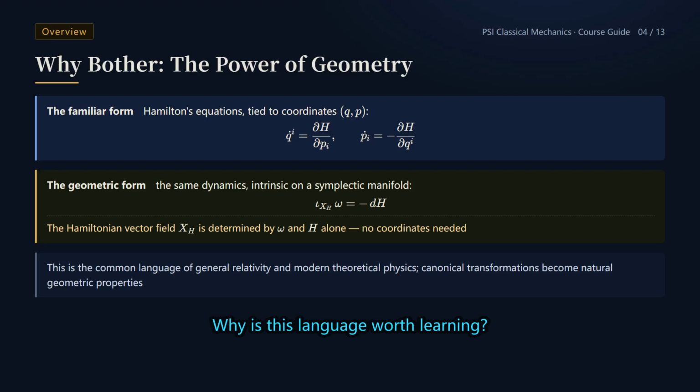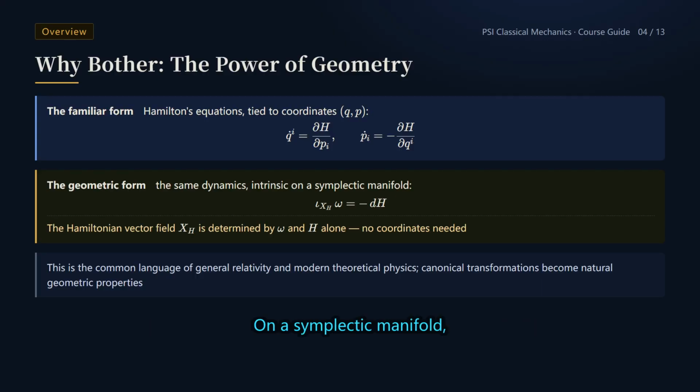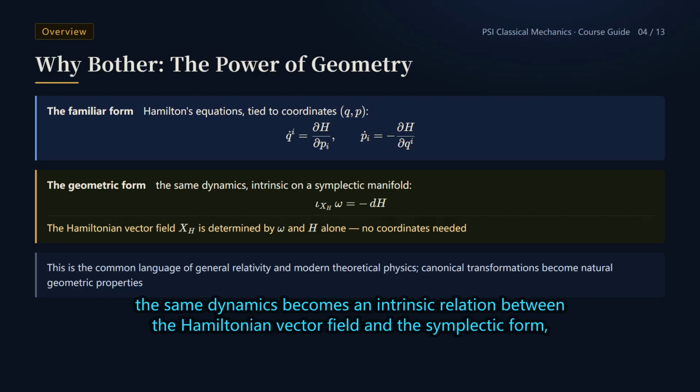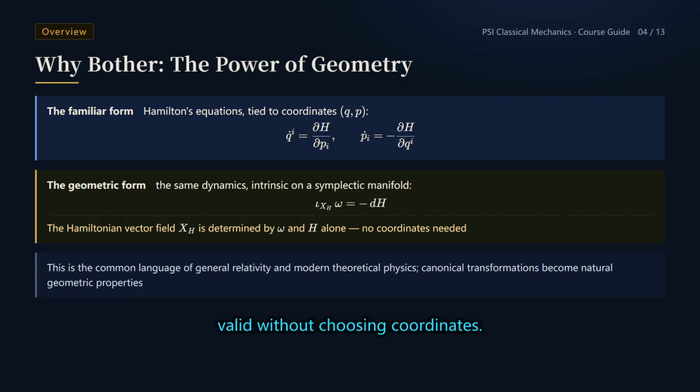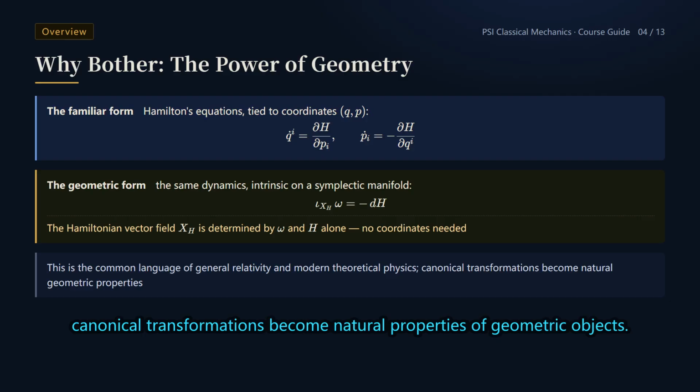Why is this language worth learning? The familiar Hamilton's equations depend on coordinates q and p. On a symplectic manifold, the same dynamics becomes an intrinsic relation between the Hamiltonian vector field and the symplectic form, valid without choosing coordinates. This is the language of general relativity and modern theoretical physics. Once learned, canonical transformations become natural properties of geometric objects.